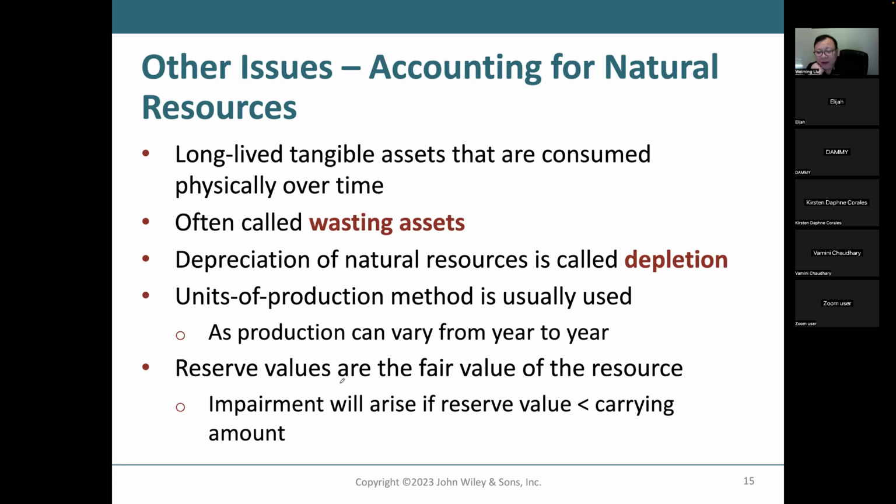Reserve value is the fair value of the resources. So how much is on reserve, right? How many trees are left? What is the value, compared to what you think the value is on your book? If the actual reserve value is less than what you have on the book, there is impairment. So basically, your book value is overstated, so that has to be decreased by recognizing impairment loss.